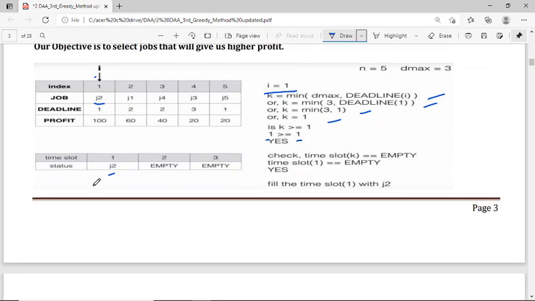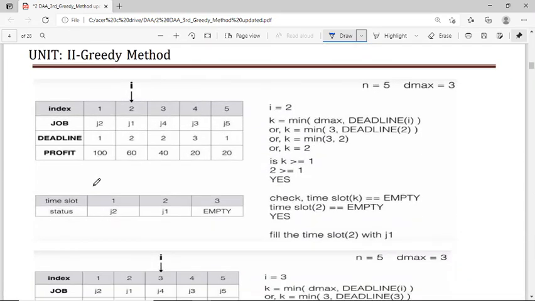The same thing we need to do with the second one. Now our i is 2 and k = min(dmax, deadline of i). What is our dmax? 3, comma, deadline of i means 2, that is min(3, 2). The same thing we can write in different ways. So k = 2, k >= 1, yes. Then check time slot k, what is k? 2. Slot 2 == empty, yes. Fill the time slot with J1, whatever the job is, in this time slot.